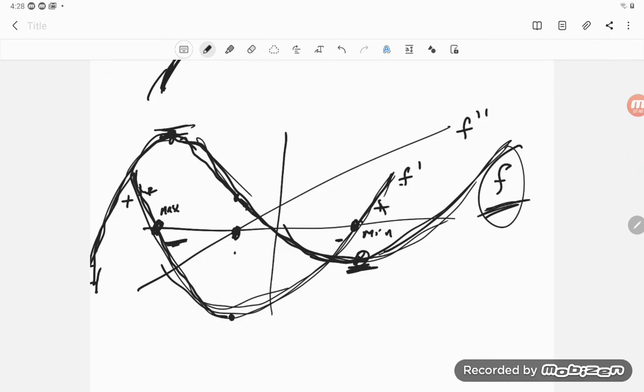Okay, so there's a couple of examples, in some sense the same example, a couple of examples in going from f double prime all the way back to the original function f and sketching that.